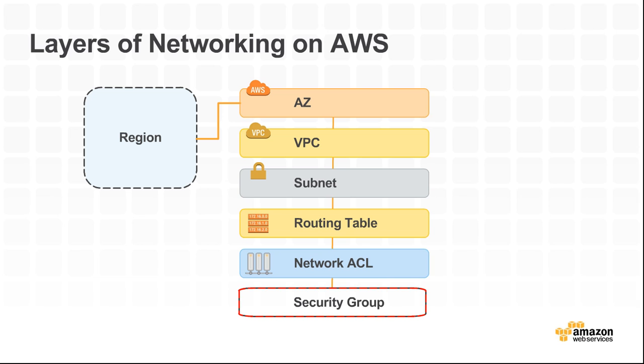Inside of each one of those geographical regions, we have AZs, or availability zones. Availability zones are roughly equivalent to a data center. Our AZs are often more than one data center.